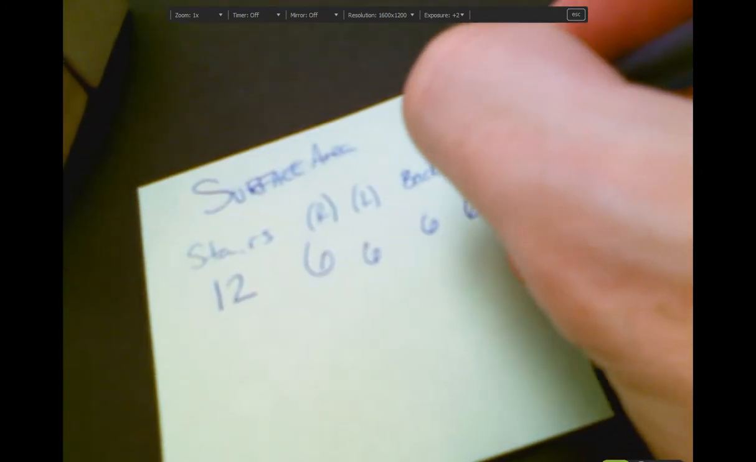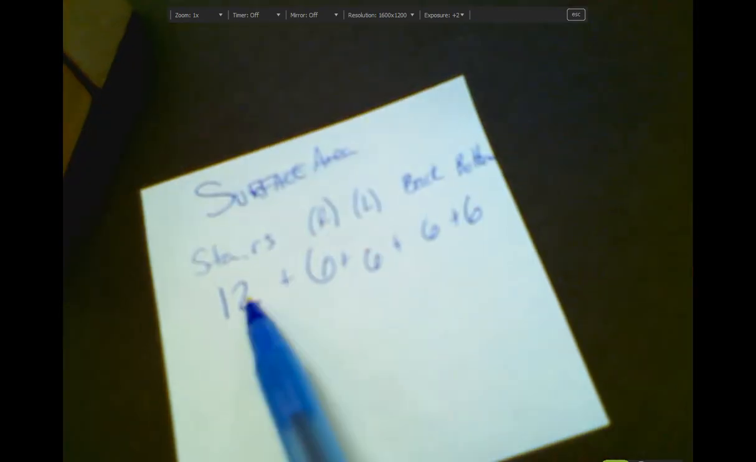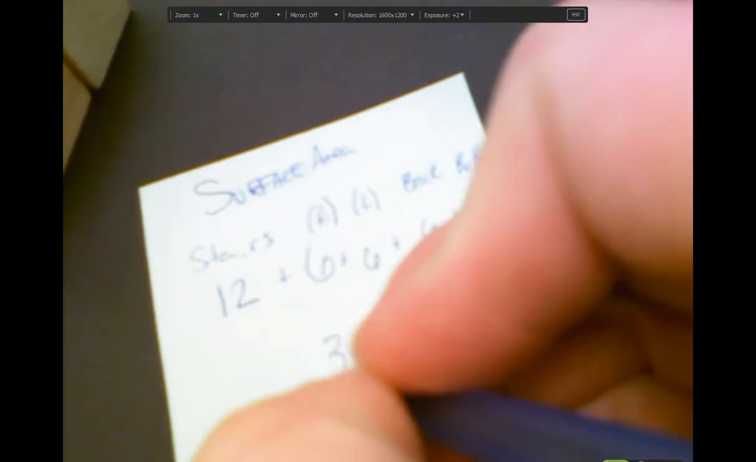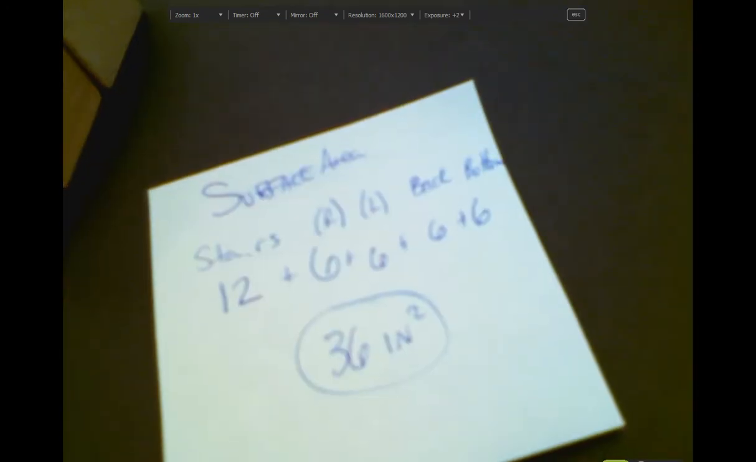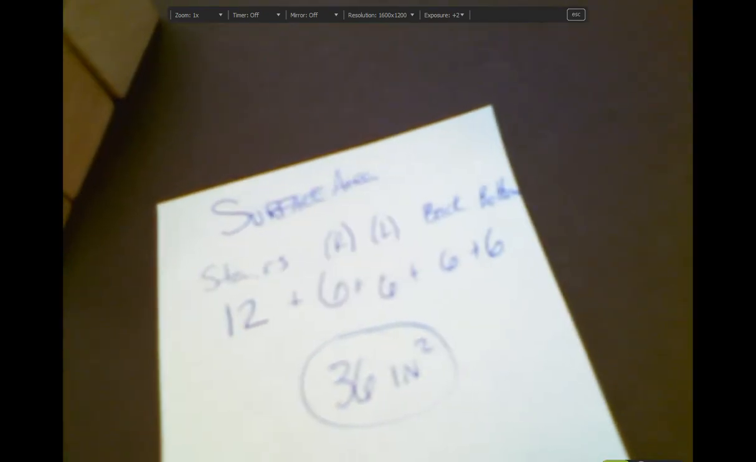So the final surface area would be adding those different parts up. 12, 18, 24, 30, 36. That would be our final surface area. Now, we're not going to do irregular shapes like this for all of these. We're going to work on some different types of shapes. So that was just getting us started.